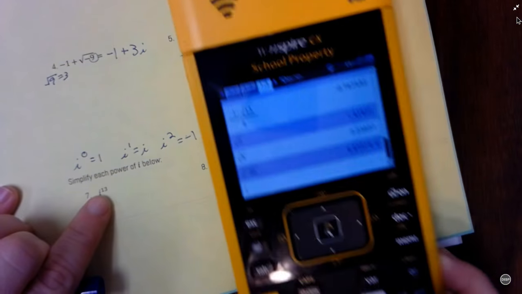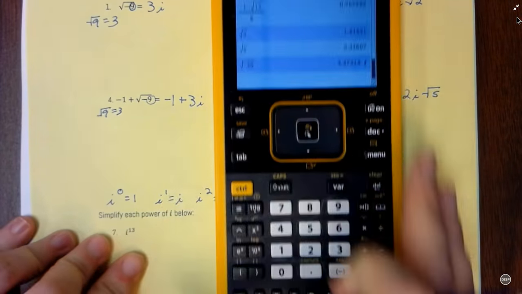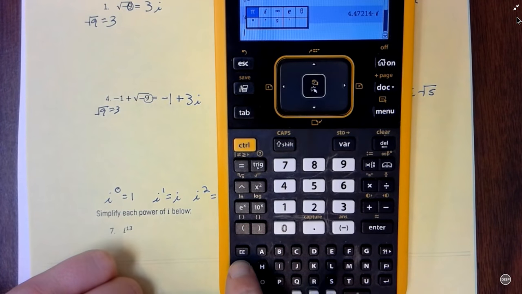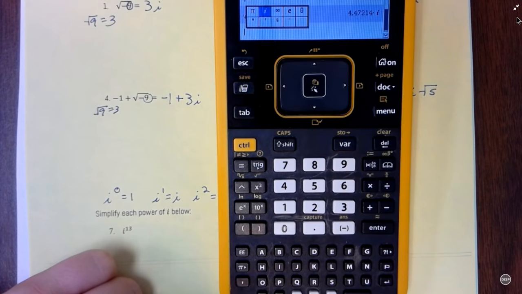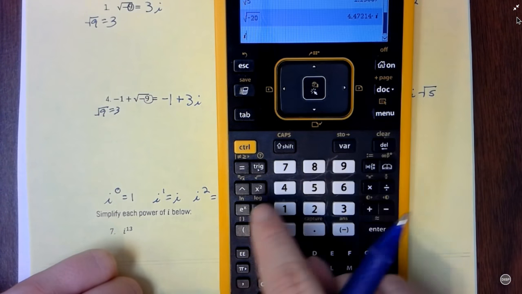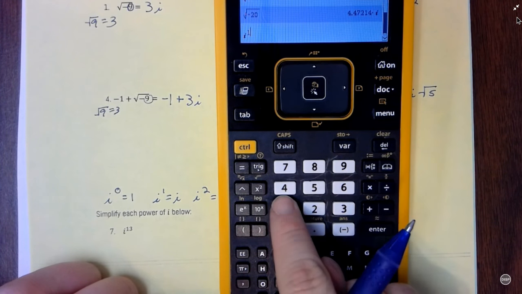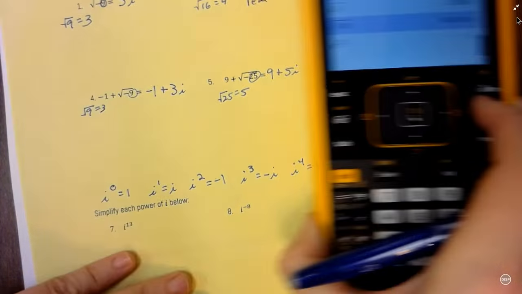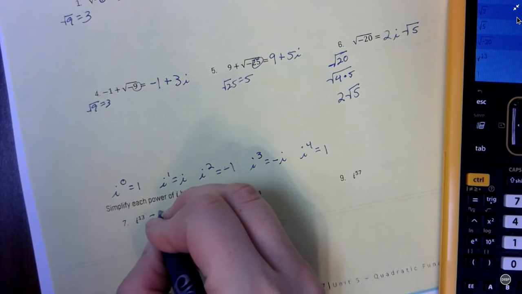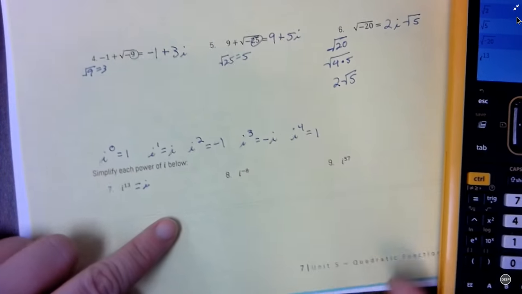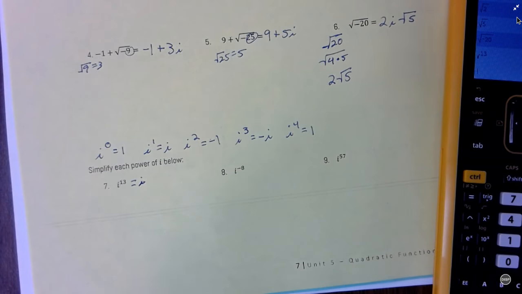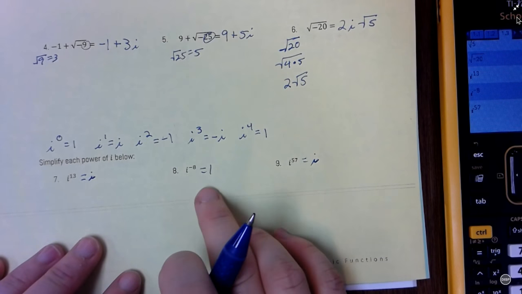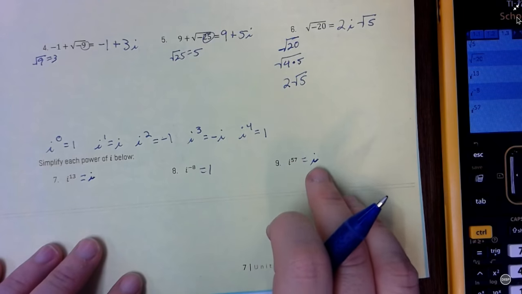If you have a big power, like i to the 13th, the calculator can help you cheat there too. Press the pi key, that's where you'll find i, right there. Choose it, and just tell it to do i to the 13th power. It'll tell you it's i. Okay, so go ahead and try the next 2 in your calculator, and come back to check. So you should have gotten 1 for i to the negative 8, and i to the 57th power is i.